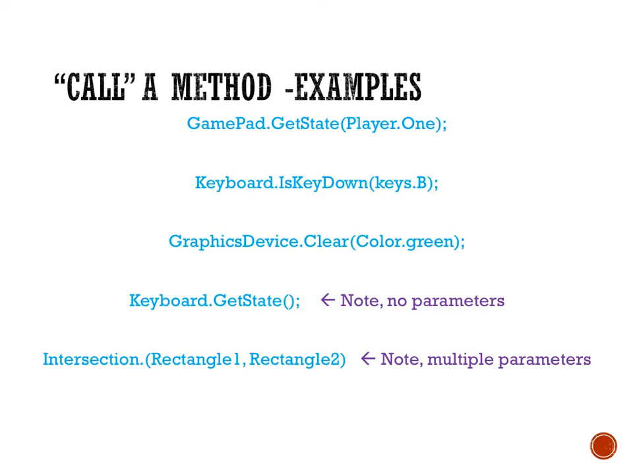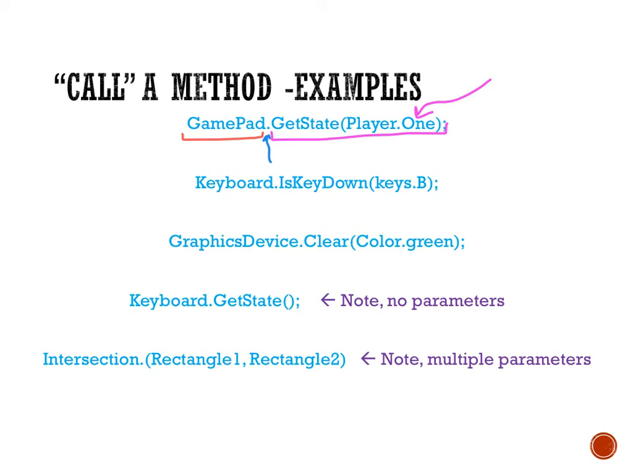I just want to reiterate what I said on the previous slide. Here we have the class that the method is located in. We then have the dot telling us, okay, go look inside of this class. And then here we have our method. We're using the getState method, and it takes in one parameter, and you're telling it to look at player 1.